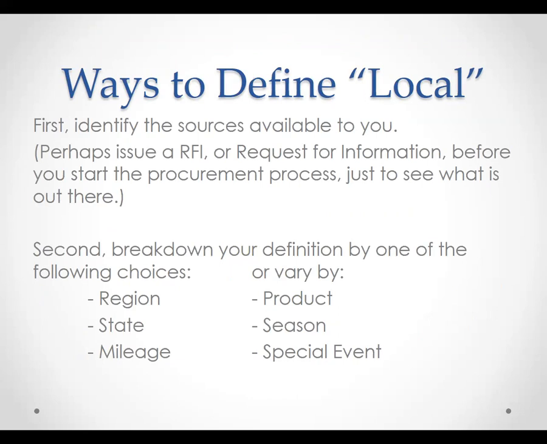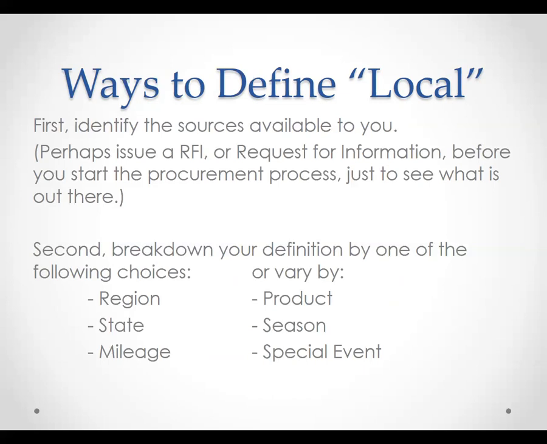A good way to start in defining what local means to you is to issue a request for information. That will help you find out what and who is out there to sell unprocessed agricultural products to you. As long as your definition does not restrict competition by limiting your term local to include only one or two potential vendors, then your definition can guide your procurement process.